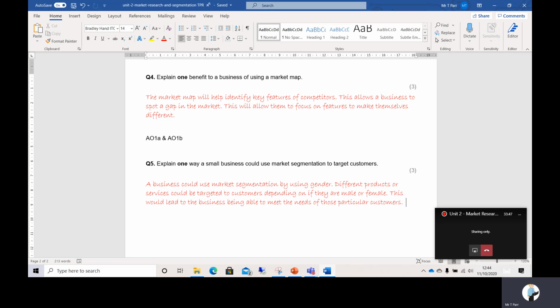Another example I've got here, a small business could segment a market using income, how much money people earn. People with a high level income are more likely to buy luxury goods. This means that a business could develop a high quality product to target these customers. And any example like that shows your understanding of market segmentation.